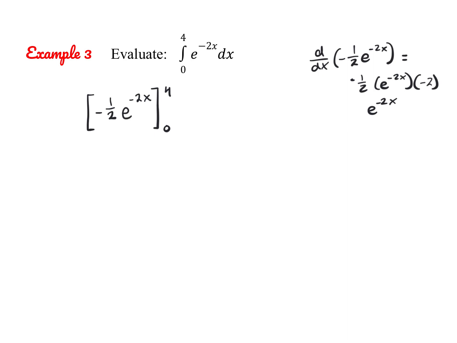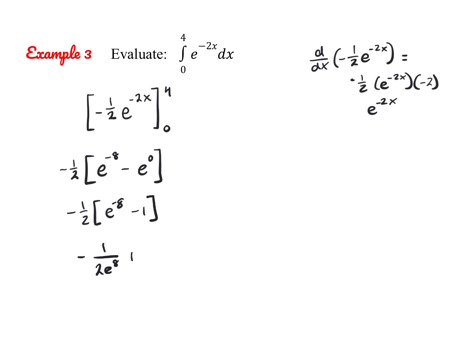Okay, and as we continue to evaluate this integral, it might make it a little easier just to pull out the negative 1/2, and then we can evaluate this portion at 4, so e to the negative 8 minus e to the power of 0. So we have negative 1/2 times e to the negative 8, and then we know that anything to the power of 0 is 1. So that leaves us with negative 1 over 2e to the 8th plus 1/2.